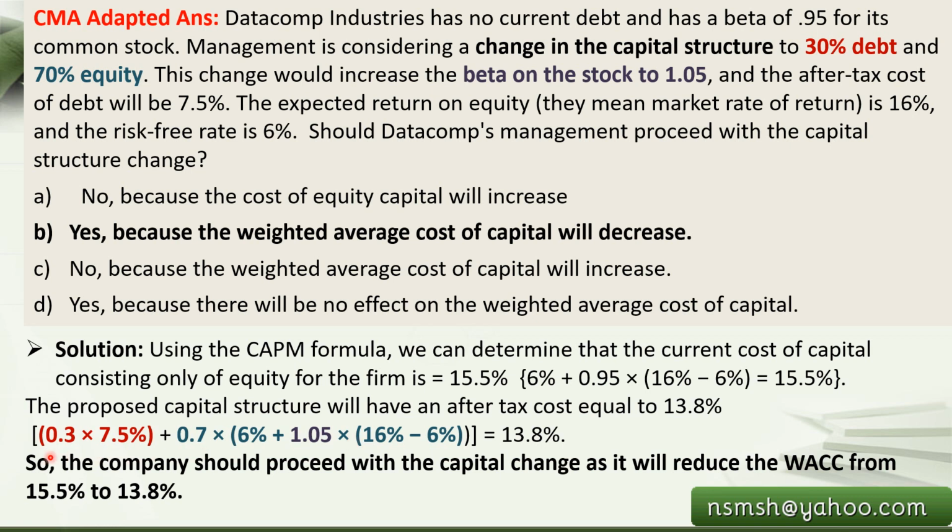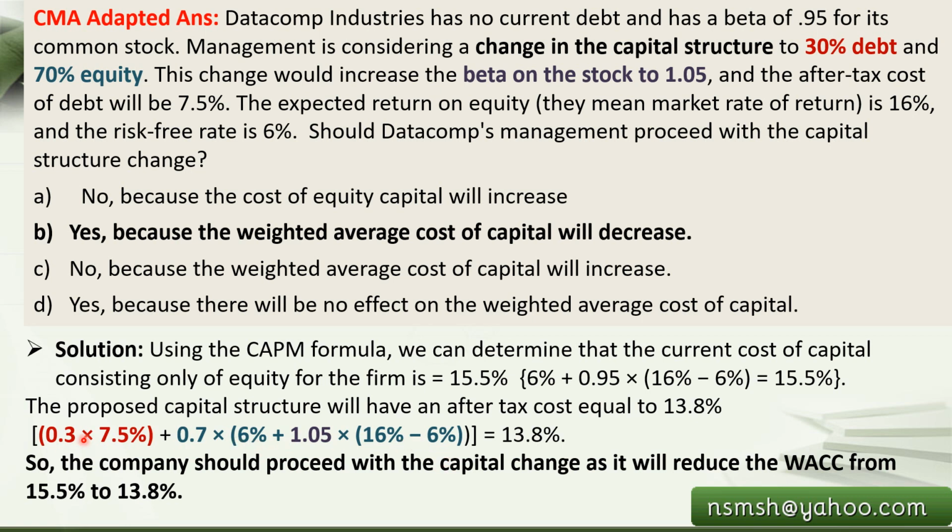But the only thing is, because debt financing comes in, the after-tax cost of debt is used here. So that after-tax cost of debt will be used here. We take that, and 30% will be for the debt financing. So 30% of that 7.5% cost plus 70% of the equity cost percentage.